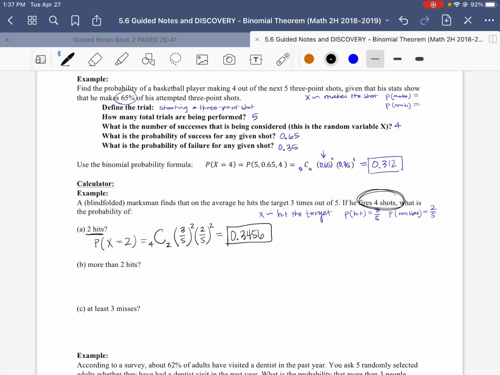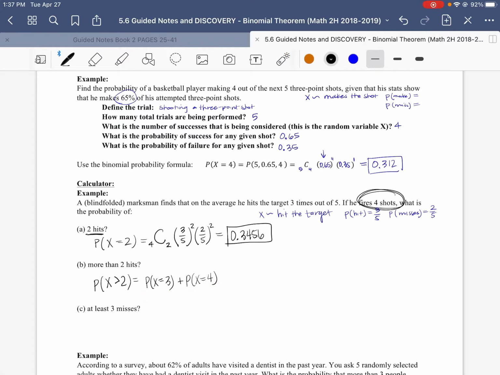The next one says more than 2 hits. So when you think about this one, if I'm using this notation again, what's the probability that x is more than 2, right? Not equal to 2. So this one, we have to consider more than one option. More than 2, if he's shooting 4, means that he's going to hit either 3 times or he's going to hit 4 times. That would be the probability of success, right, of him hitting more than 2.